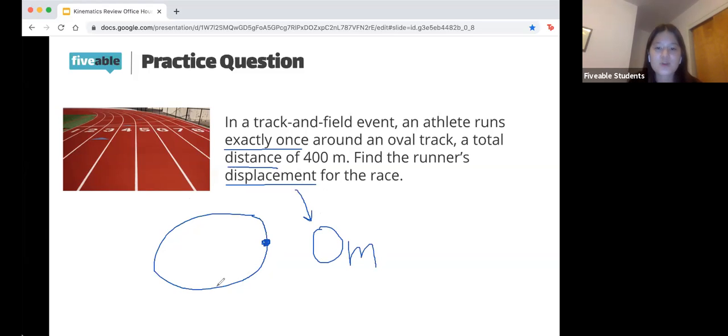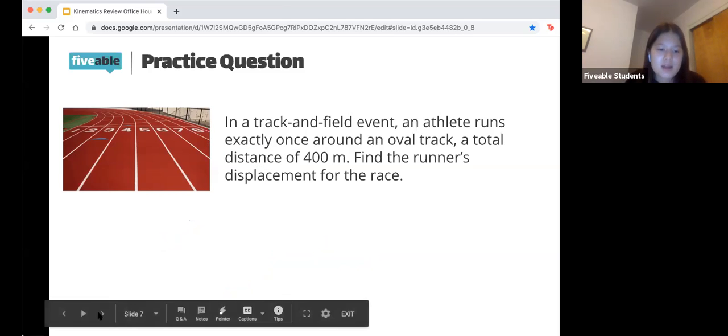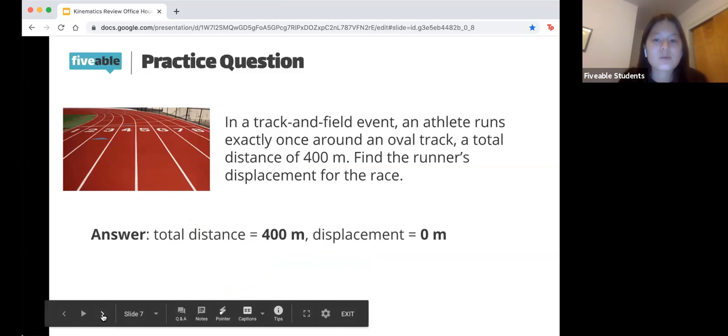So yes, the distance is 400 meters. I know it's weird to think, right? The runner ran around. Shouldn't that count for something? So that's accounted for in distance, but not displacement. The runner's displacement is 0. I think it's pretty interesting. Okay, so let me erase that and show the answer. Hopefully it comes in. Yep, there we go. Total distance we were given was 400 meters. So displacement will be 0.